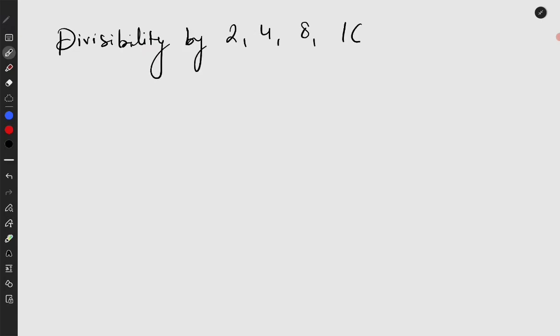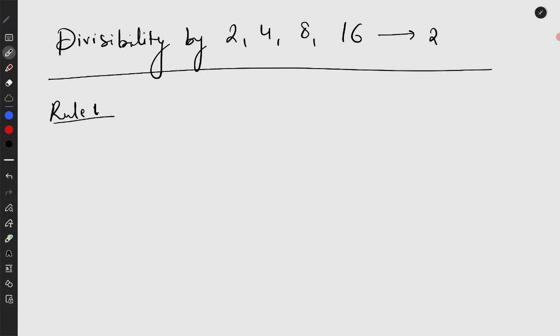Now let's go with part one: divisibility by 2, 4, 8 and 16. Now these are all the powers of 2, so we can represent them in powers of 2. So let's go with rule number 1.